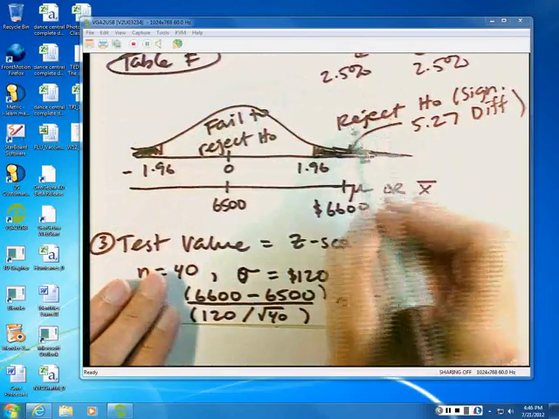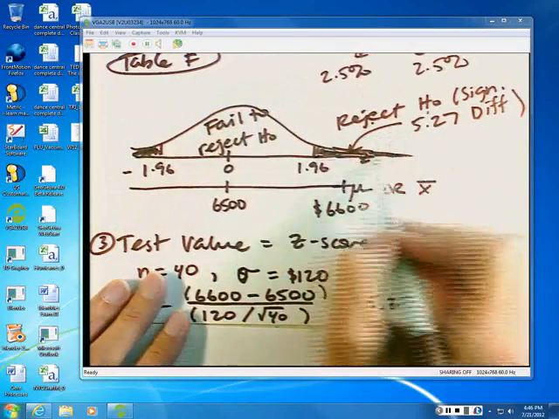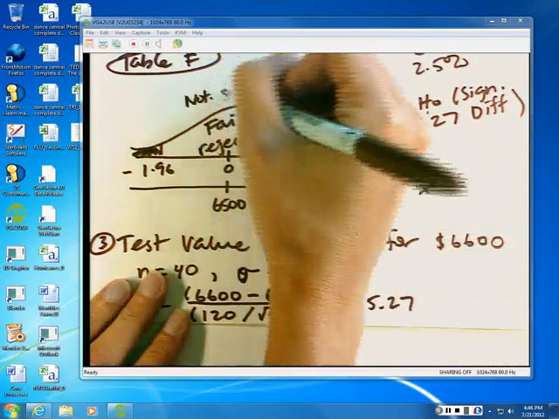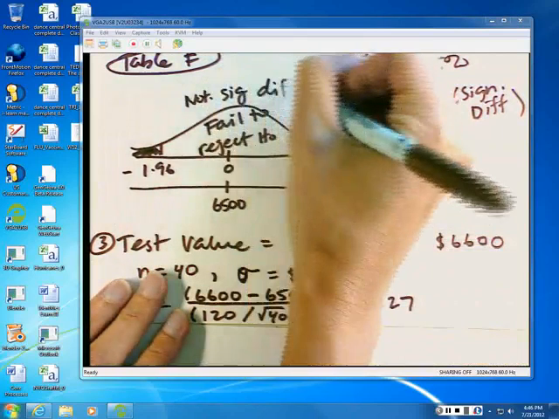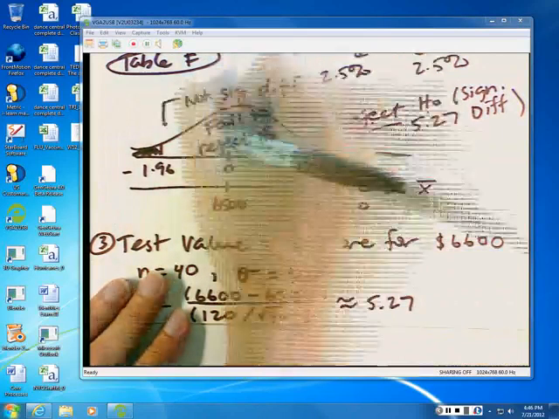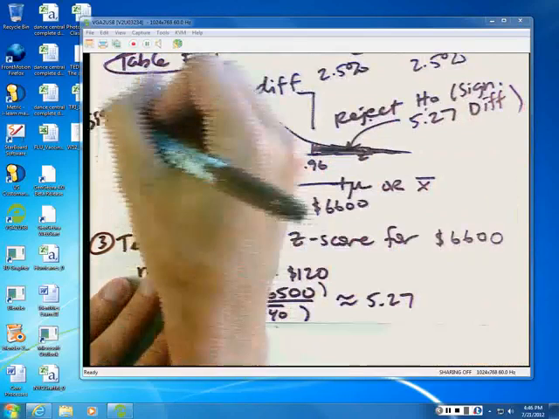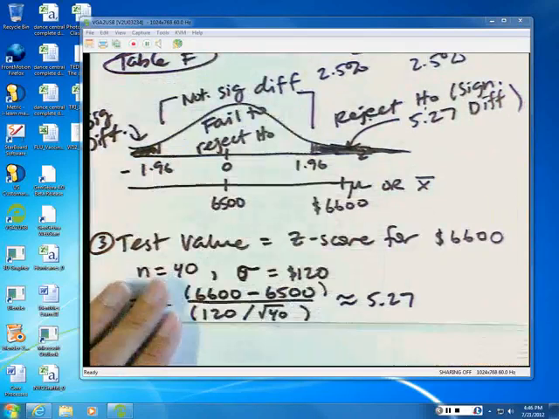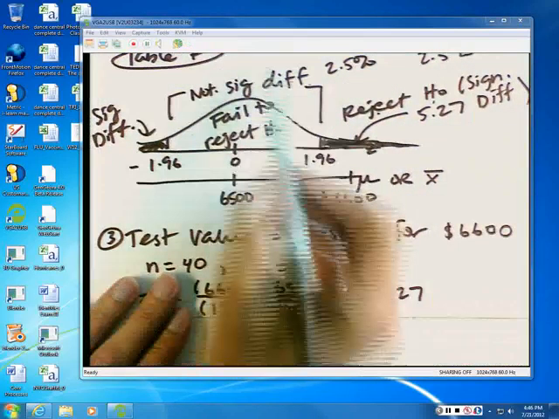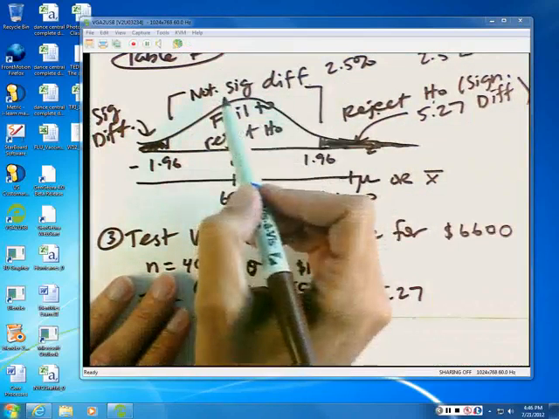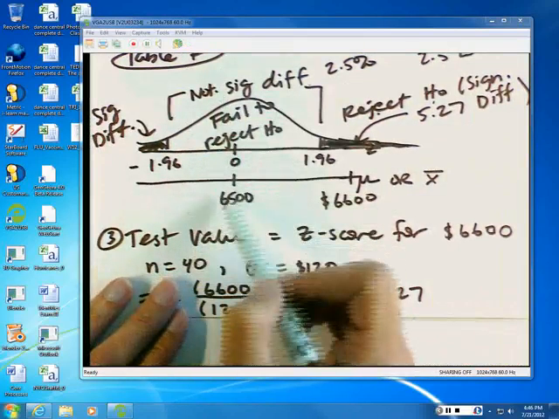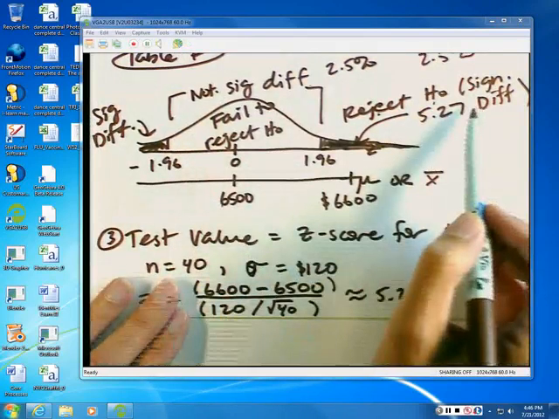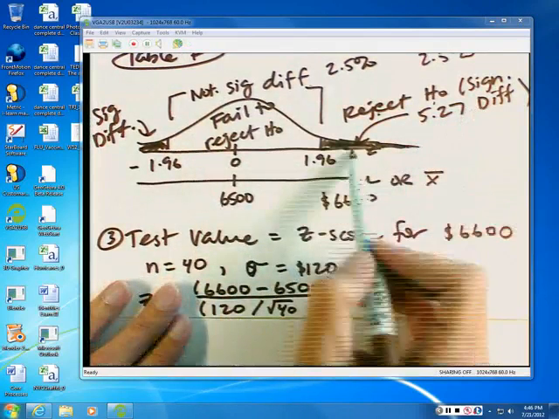We landed in reject the null hypothesis, where it's significantly different. In the middle here, it's not significantly different. Out on the ends, it is significantly different. If you can remember that, it will get you through every single hypothesis test. Not significantly different is in the middle, so in and around your claimed value. And significantly different, and it could be higher and lower or just one or the other, falls into your tails.